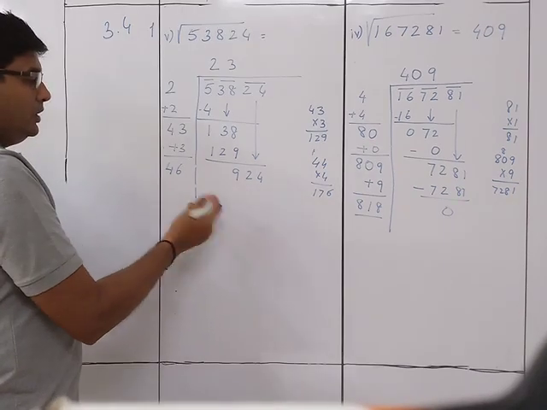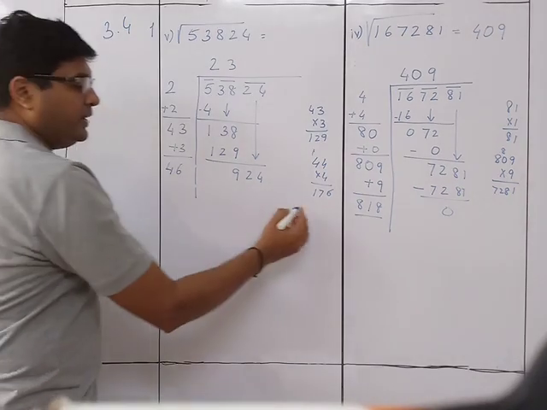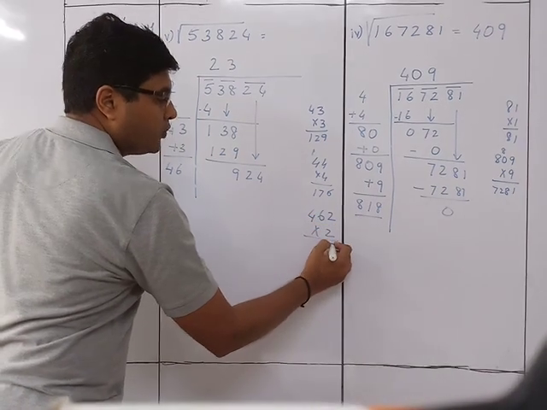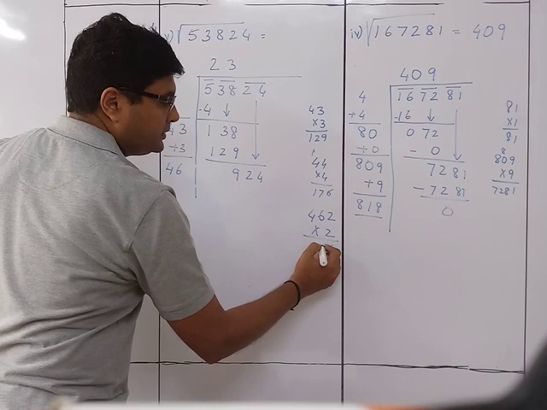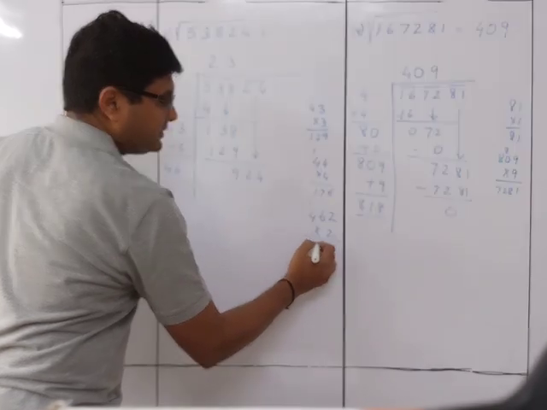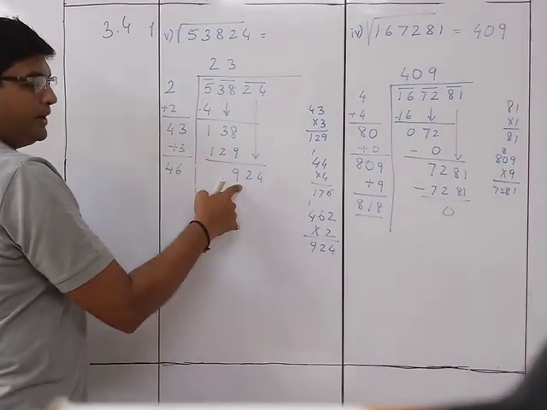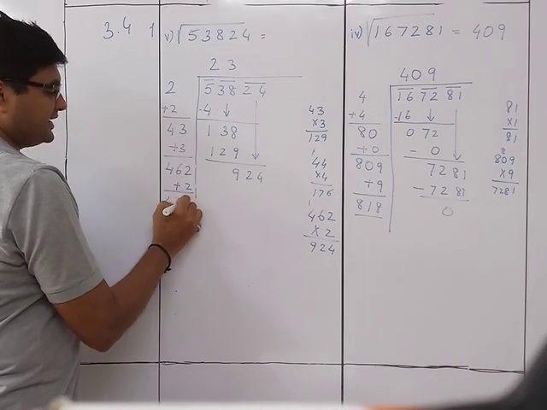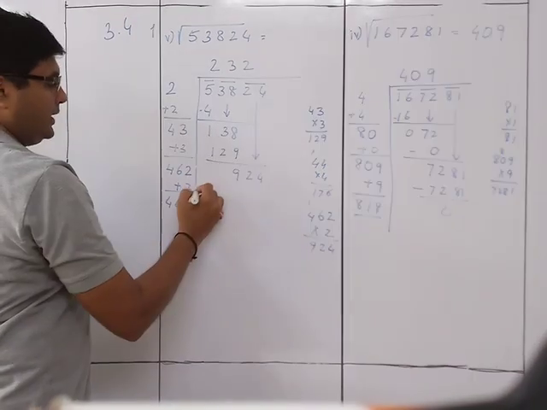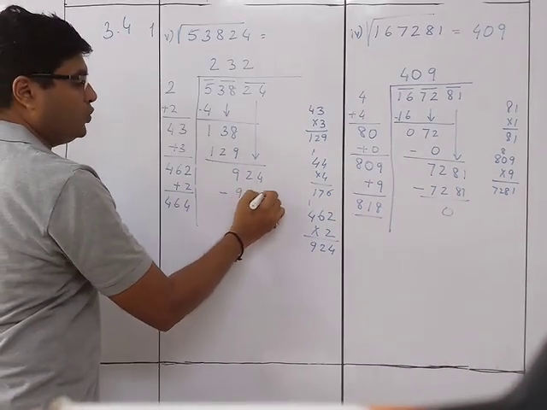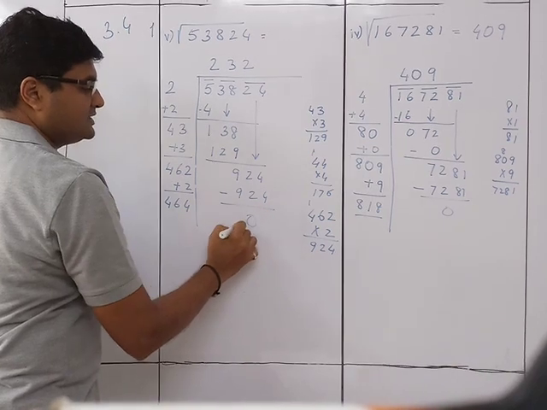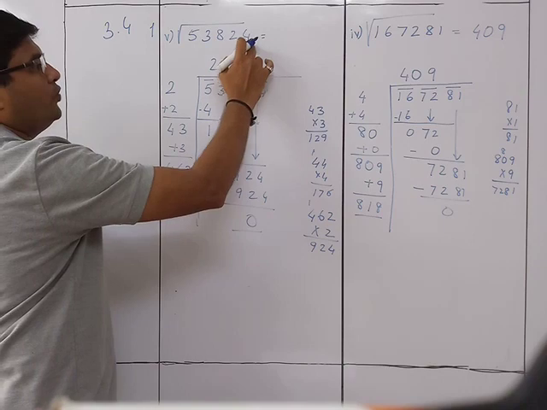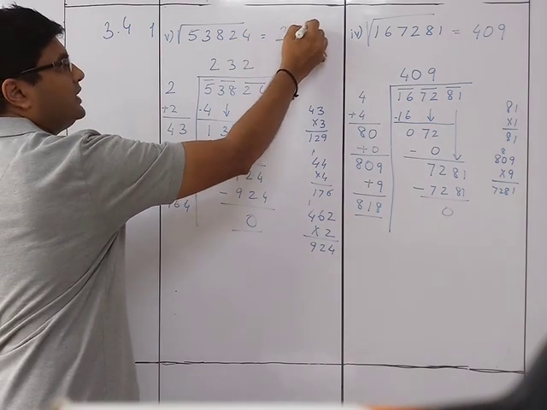So 46 is already there, so it will be 462 into 2. It will be 2 to the 4, then this is 12 and this is 9. So it is exactly 924 what we require. So it is 2 plus 2, that is 464, here 2 and here minus 924, gave me the answer 0. Accordingly, the answer of root 53824 is 232.